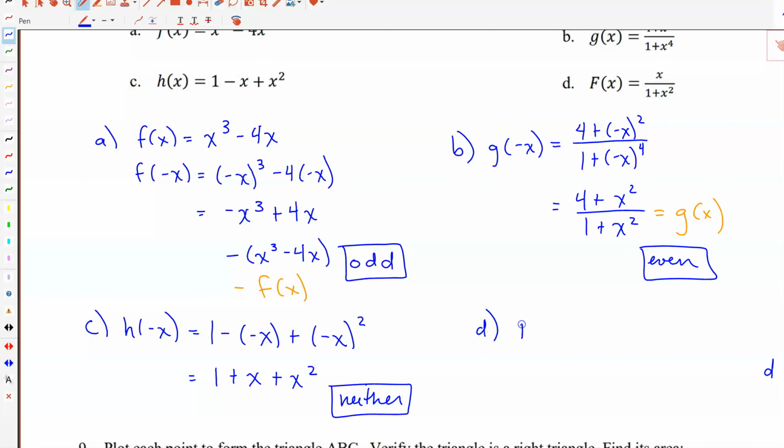Finally, for my last function, capital F of x equals x over 1 plus x squared. If I substitute in negative x, I get negative x over 1 plus negative x squared, so negative x over 1 plus x squared. The negative in the numerator I can pull out in front of the whole thing. Comparing to my original, this is the negative of what I started with. So this one satisfies the property of being odd.